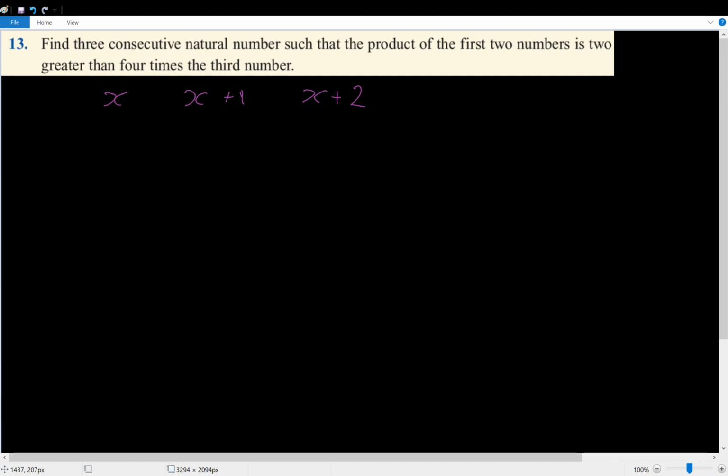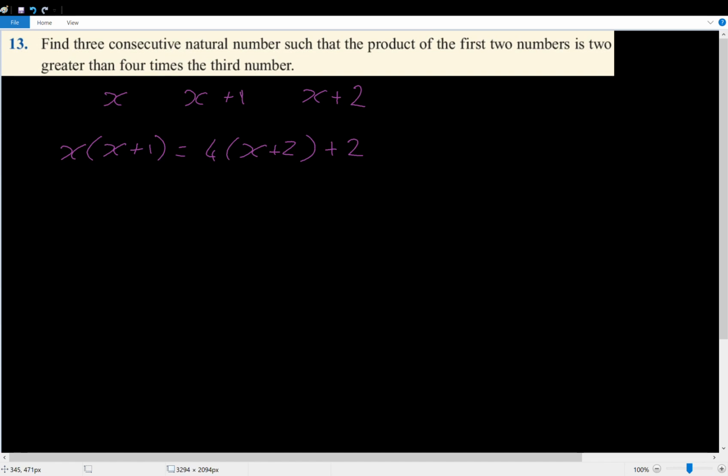And then we go to the rest of it, such that the product of the first two numbers. Product means multiply, so the first two numbers are x and x plus 1, so it's going to be x times x plus 1, is 2 greater than 4 times the third number, so it's going to be equal to 2 greater than 4 times the third number. 4 times the third number will be 4 times x plus 2, and 2 greater than that would be plus 2, like that.